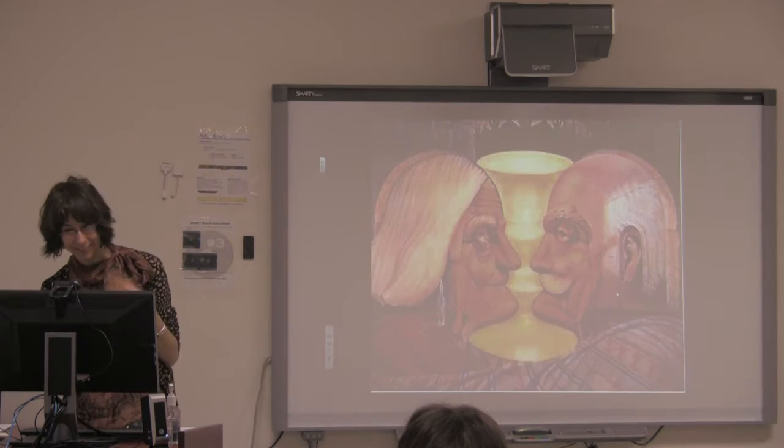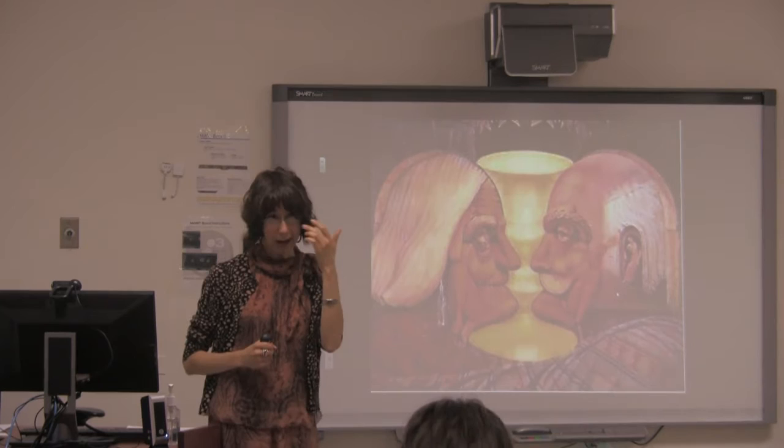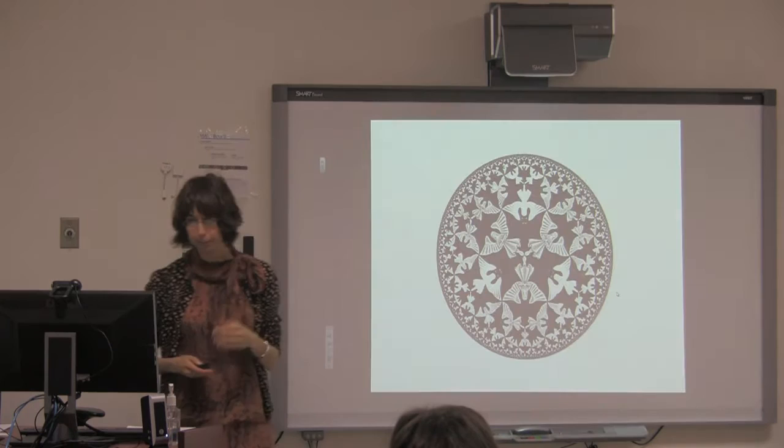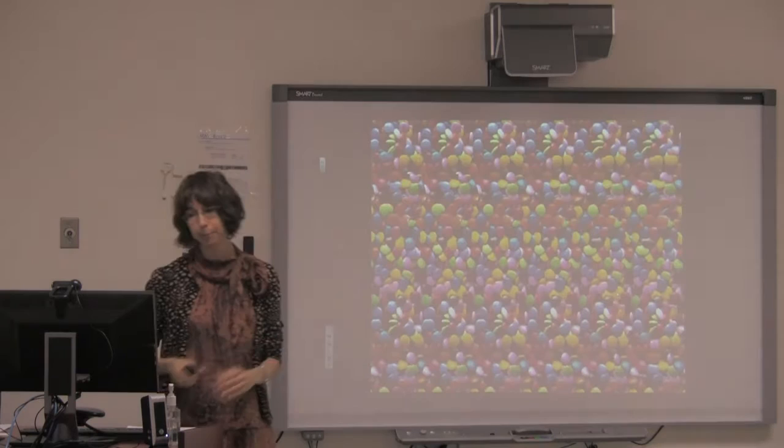So there are different ways to see. And mind you, it's not just a function of your eyes, but it's a function of your concentration and the way you focus your attention. Same thing here in this Escher-like plate. You can focus on the black demons, or you can focus on the white angels and go back and forth. There are different ways of seeing.